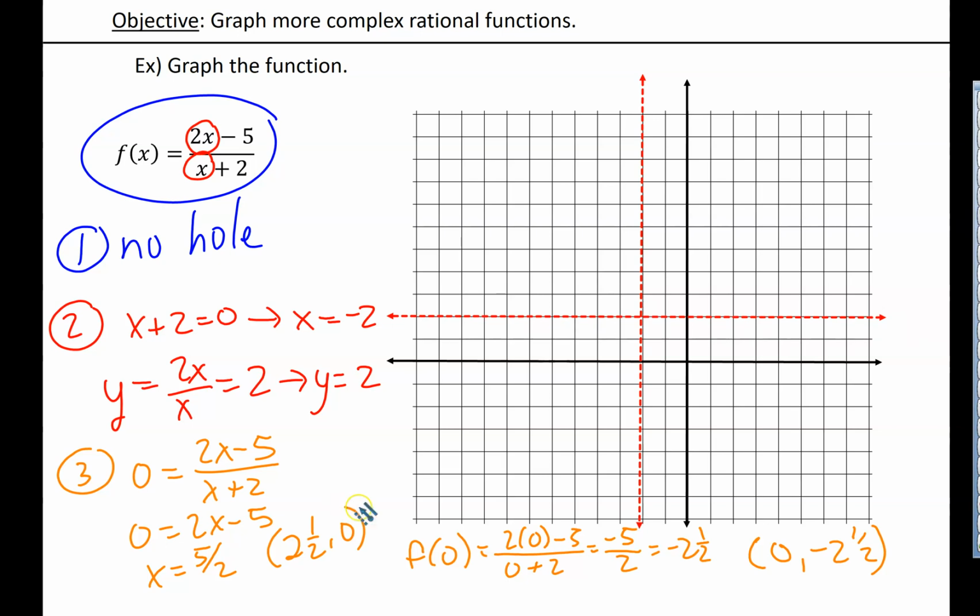So I'm going to move on to my 0. Oops, that's not the right function. Let's try that again. So (2.5, 0), and that would be here. And (0, -2.5) would be here.